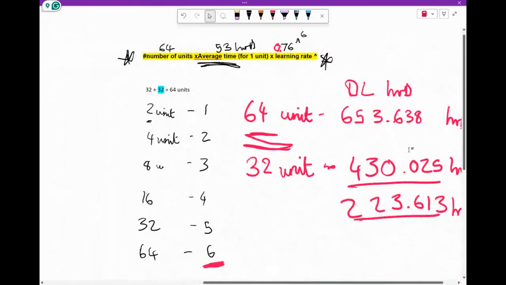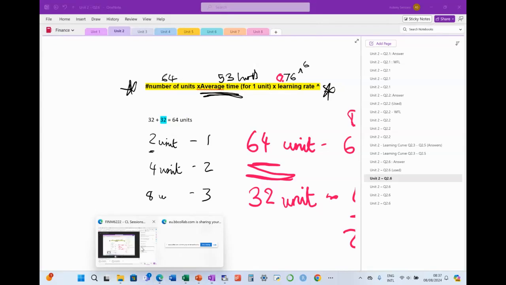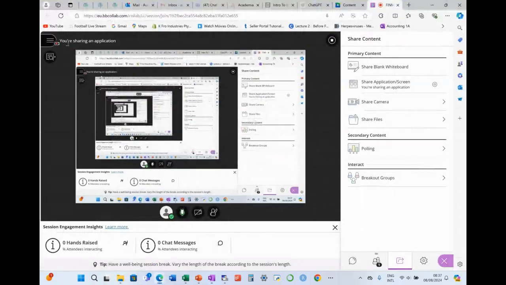So you can now see why we have spent time on the learning rate. All right. It's just so we can calculate the time that it will take to complete units, and then we obviously take that time and times it by the number of units that we are doing to get our costs and things of that nature. Right. Cool. Everybody happy with that? Cool. So we have finished the learning unit.